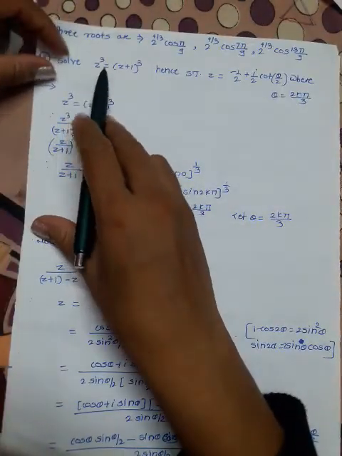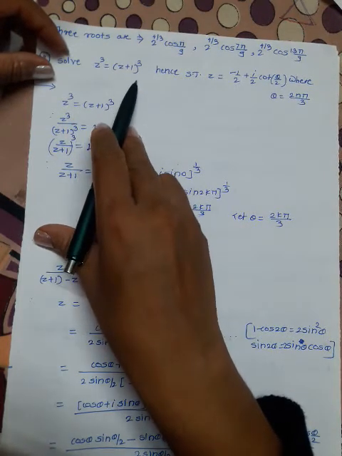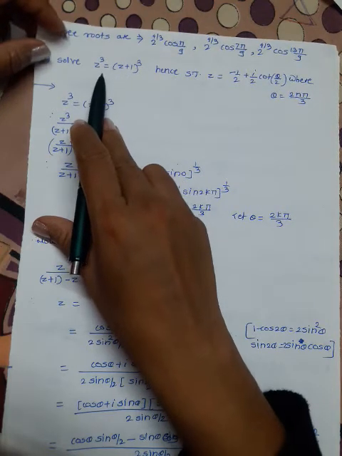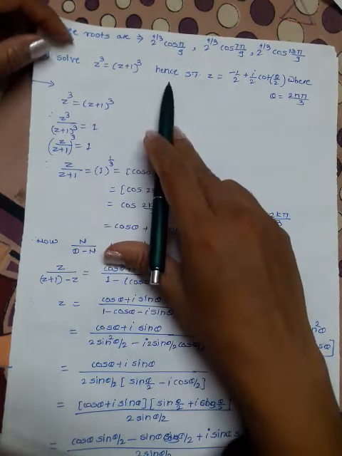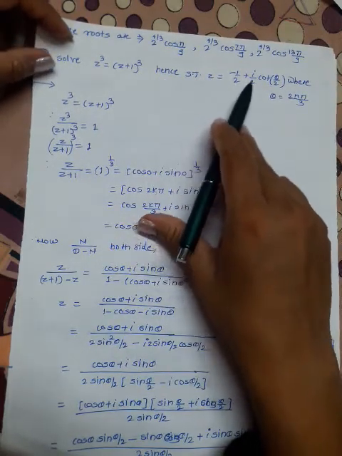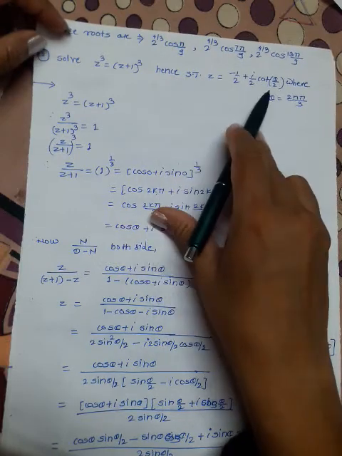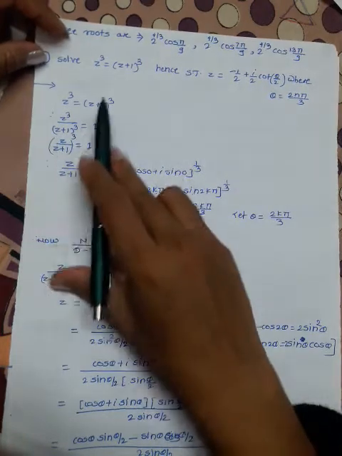Solve z cube is equal to (z plus 1) cube. So to solve this equation, that means we have to find the z value or roots of this equation, and hence show that z is equal to minus half plus i upon 2 cot theta by 2. We have to show that the z value is this, where theta is 2 pi by 3. Okay, let us start with the equation.